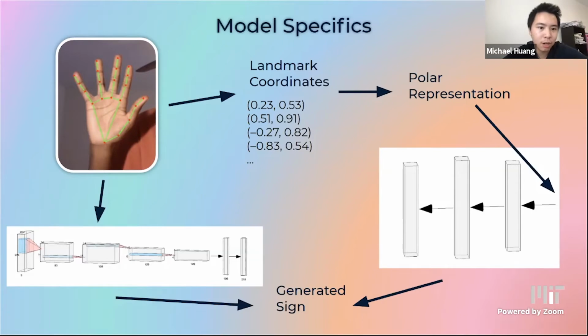First, we obtain a cropped image of the hand as well as the landmark positions. We transform the landmark positions to a polar representation to help facilitate the recognition of the sign. Then we pass it through a densely connected neural network as shown on the right. On the other hand, we also pass the entire image through a convolutional neural network. Combining the features generated from the cropped image as well as the landmarks, we are able to generate our final sign prediction. Next slide, please.